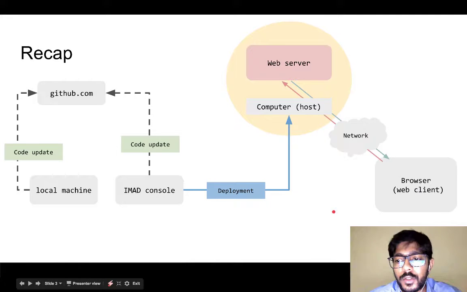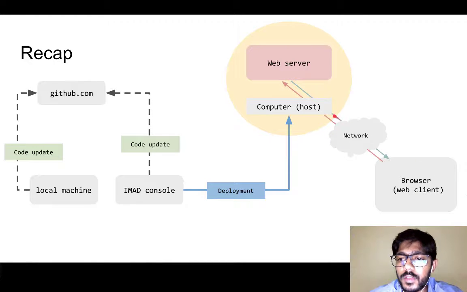In the first week, we understood that a browser can make requests to a web server through a network and receive responses from the server. We also looked at how code can be deployed. We use either the IMAD console or the local machine for development. We save our source code on a Git repository on github.com. After we have written code, we use the IMAD console to deploy our source code onto the computer which hosts our web server software. The IMAD console takes care of deployment and takes care of restarting the web server with the latest changes.